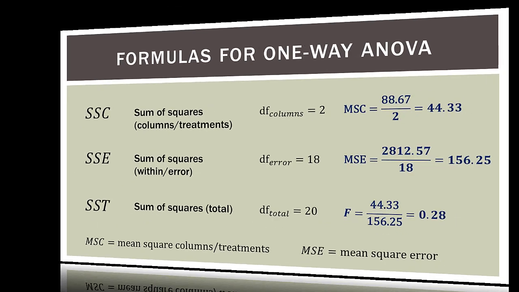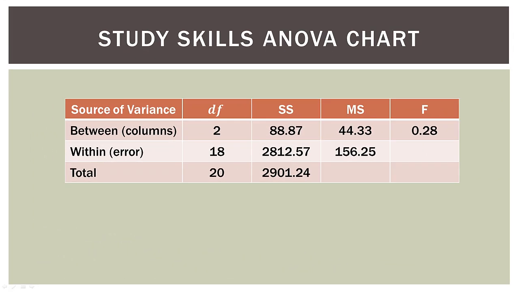Now, how do we ultimately interpret this? So our F ratio is the MSC divided by the MSE. That's what we just did. Now in the numerator, we have a degrees of freedom of 2, and in the denominator, we have a degrees of freedom of 18. So remember, when we look up a critical value in the F distribution, we have a numerator degrees of freedom and a denominator degrees of freedom.